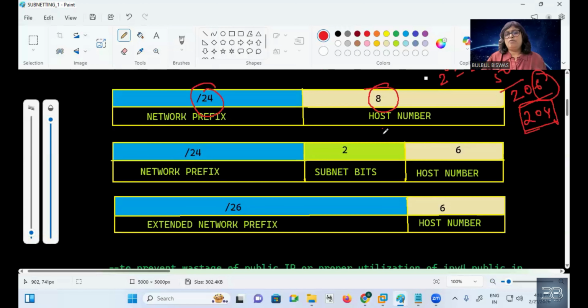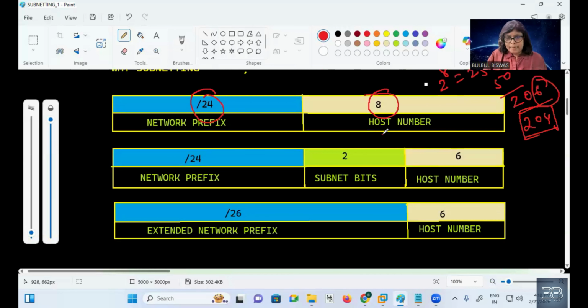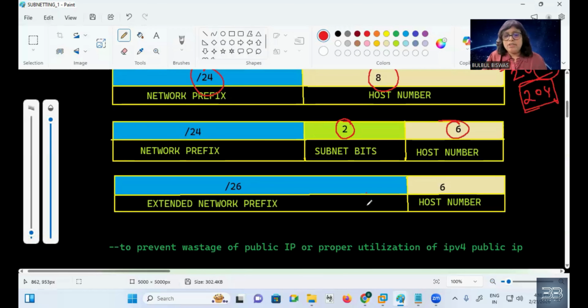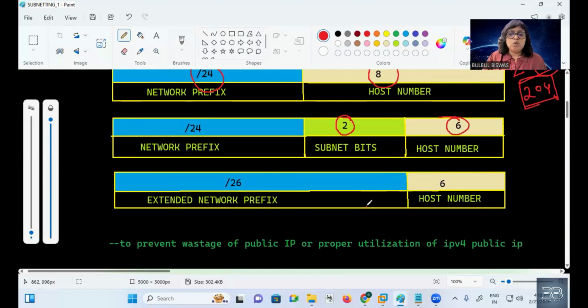Now think of a situation. I am breaking this host number into two parts. Suppose I am taking 2 bits from the 8 and keeping 6 here. Later on I will explain what this 2 is, how we can take 2, 3, 4 bits, and what rules and mathematical calculations there are. We call it a subnet bit. When we add this subnet bit, our network prefix is extended. That's why 24 plus 2 is 26. So I have mentioned it as the extended network prefix.